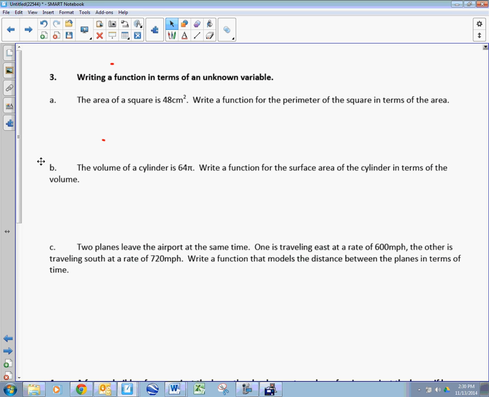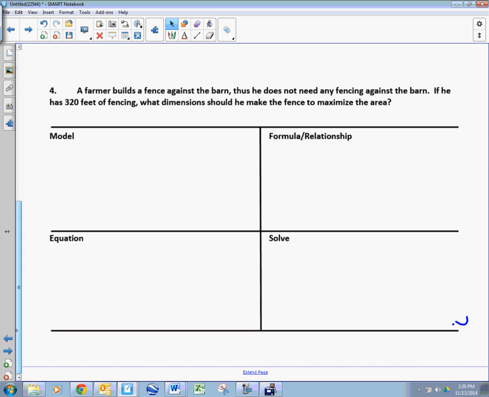We're going to skip 3 because I think we practiced that enough and we want to get to 3 more problems. So we've got 3 more problems to get through.